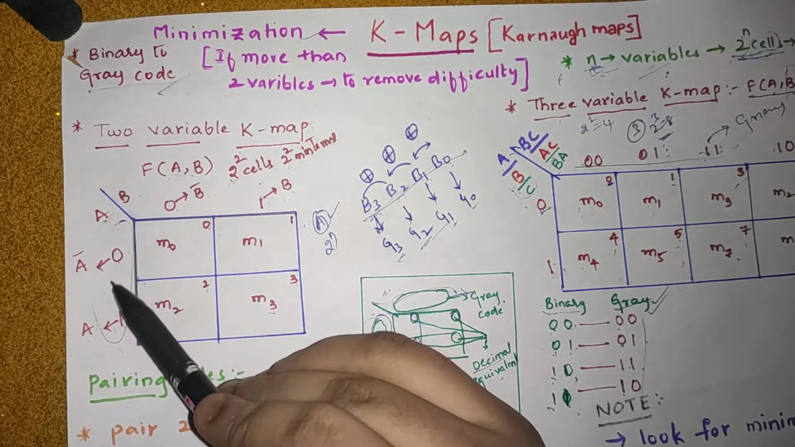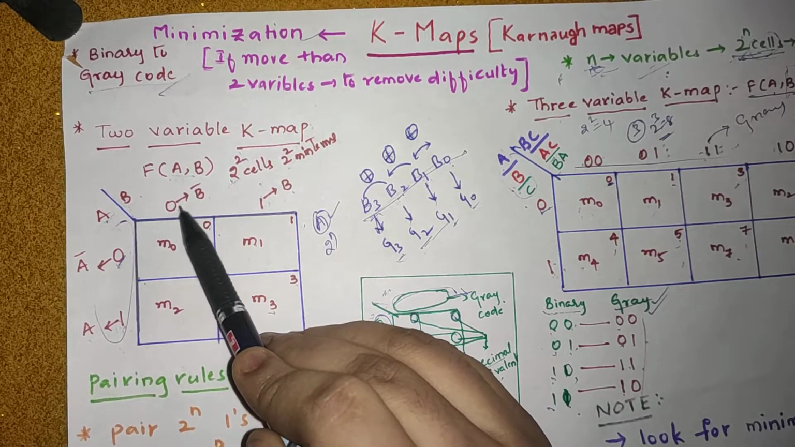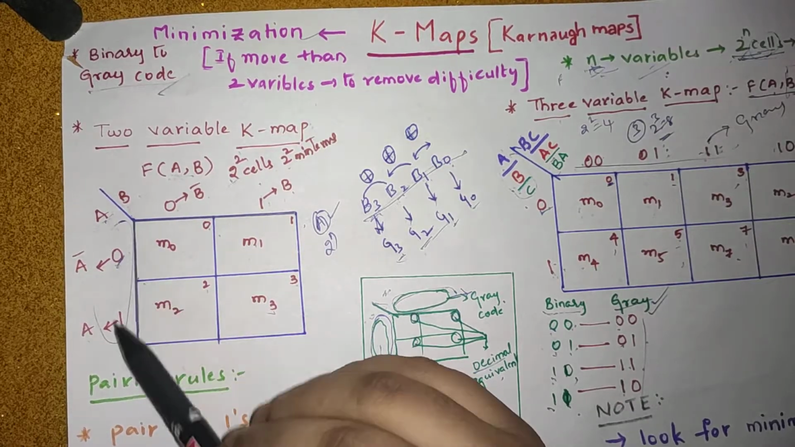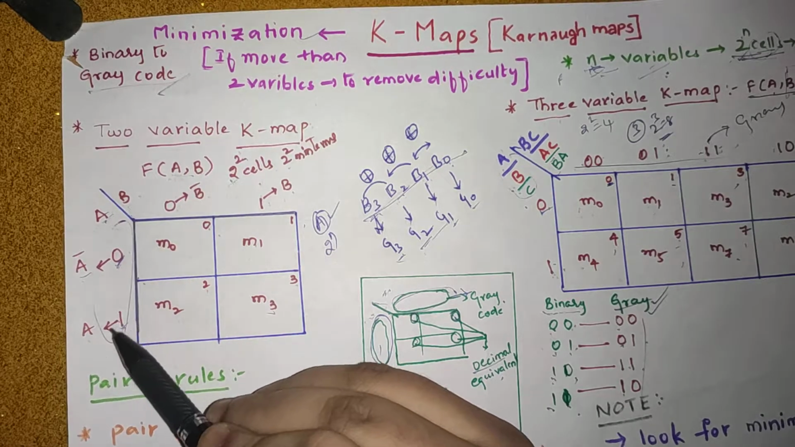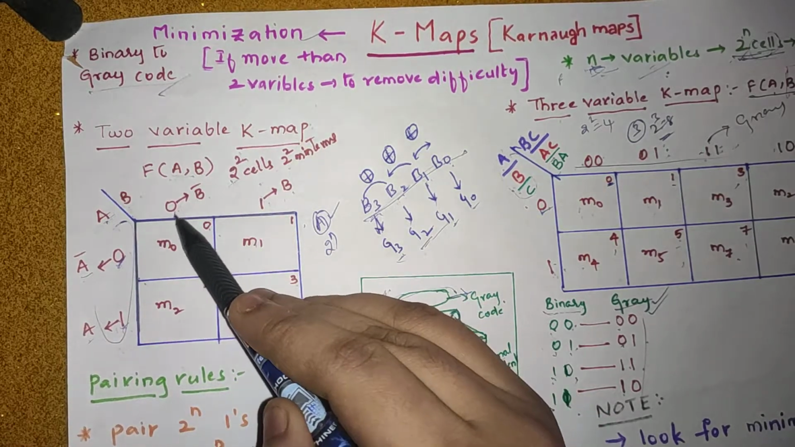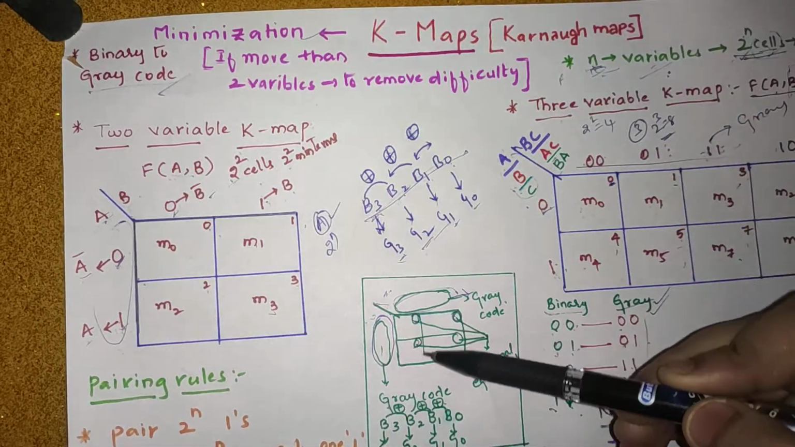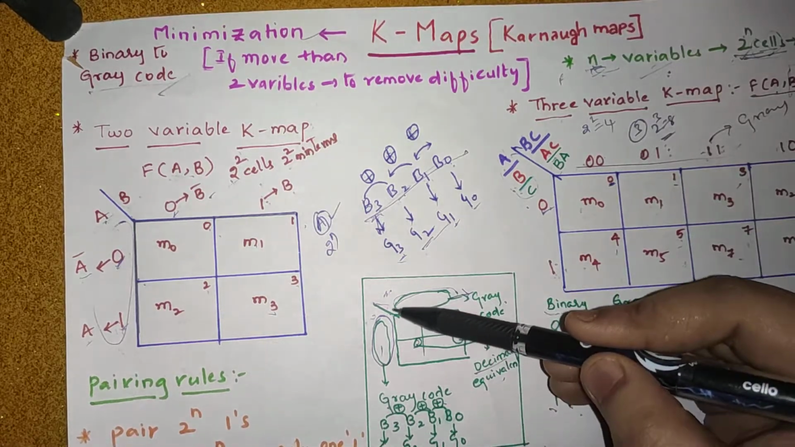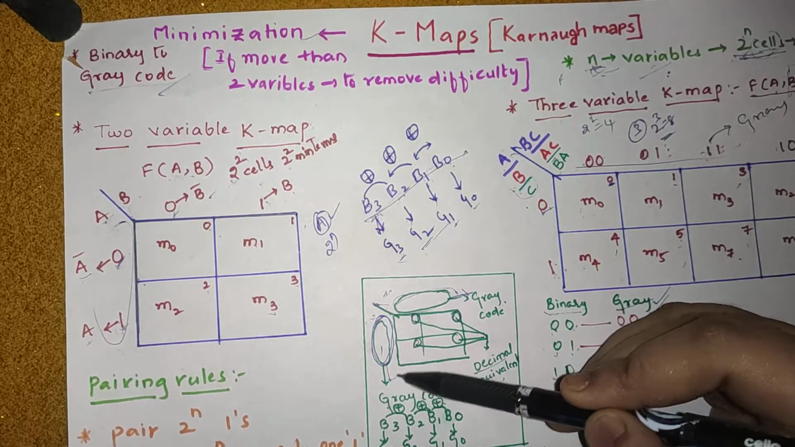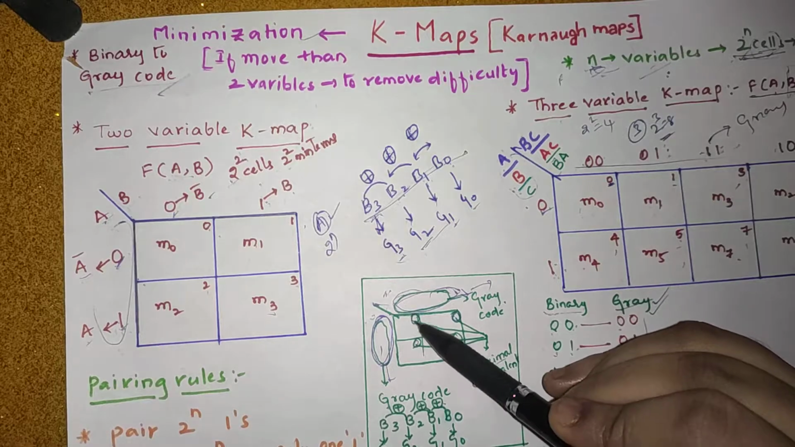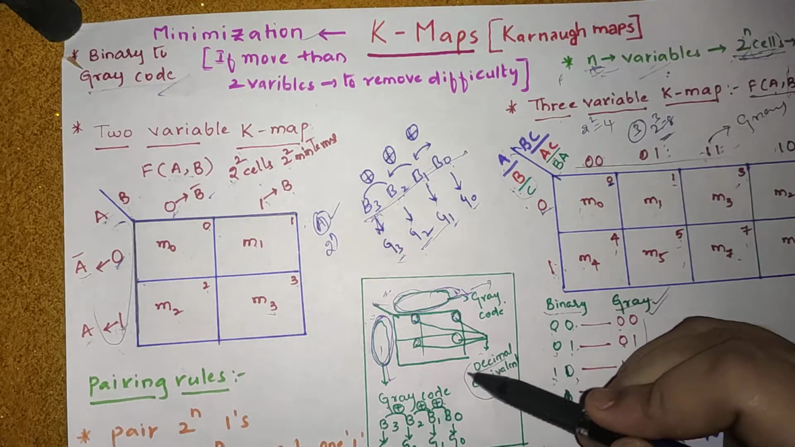A has 2 combinations, that is 0 and 1, and B has 2 combinations, that is 0 and 1. In minterms, 0 of A is represented as A bar and 1 is represented as A, and 0 of B is B bar and 1 is B. After drawing this, remember friends, in the box, on this side we need to write the gray code and on this side we need to write the gray code, whereas in the small circles we need to write the decimal equivalent of that code.